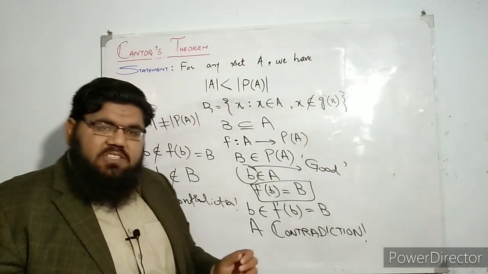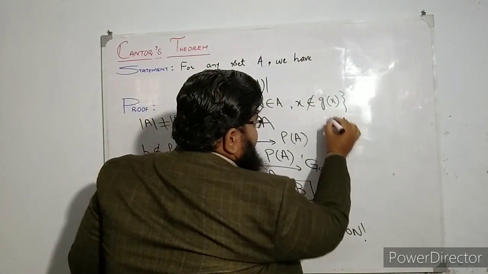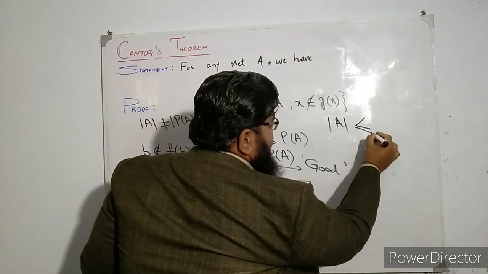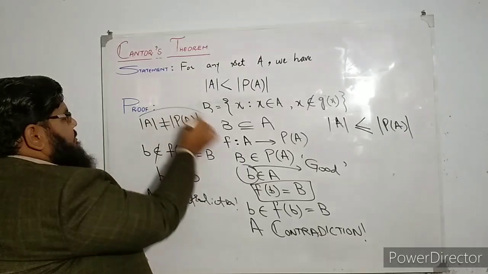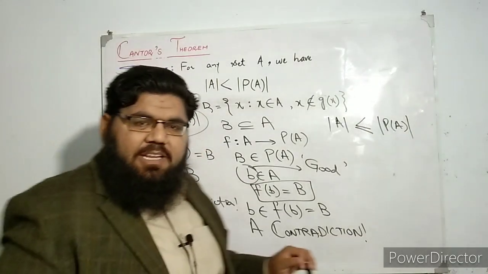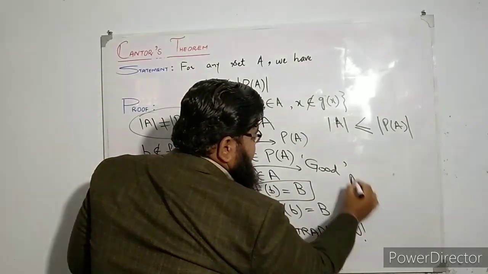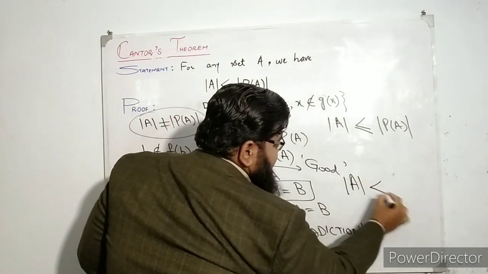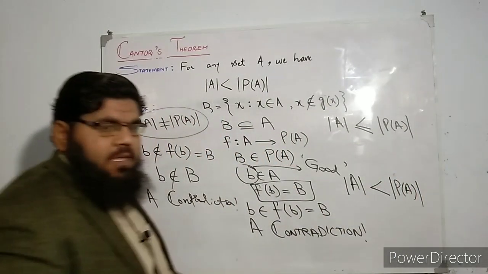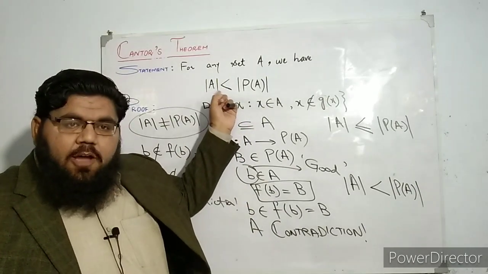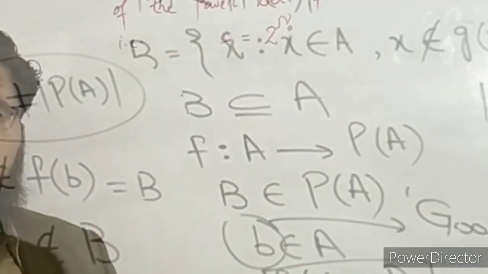Okay, so in the start we have proved that the cardinality of A is either less than or equal to the cardinality of its power set, and from here we have eliminated the possibility of equality. So this helps us to finally conclude that the cardinality of A is less than the cardinality of its power set. Okay, and this was the statement of Cantor's theorem. So this finally completes the proof.